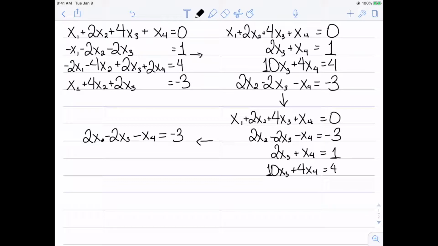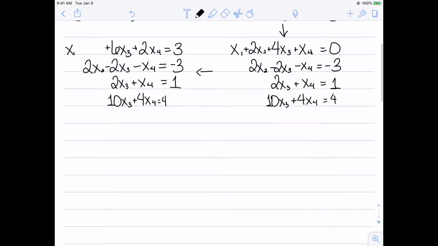We'll subtract the second equation from the first equation. So we have 0 plus x1 is x1. Negative 2x2 plus 2x2 is 0. Positive 2x3 plus 4x3 is 6x3. Positive x4 plus x4 is 2x4. And 3 plus 0 is 3. For my other two equations, they already don't have an x2 in them.